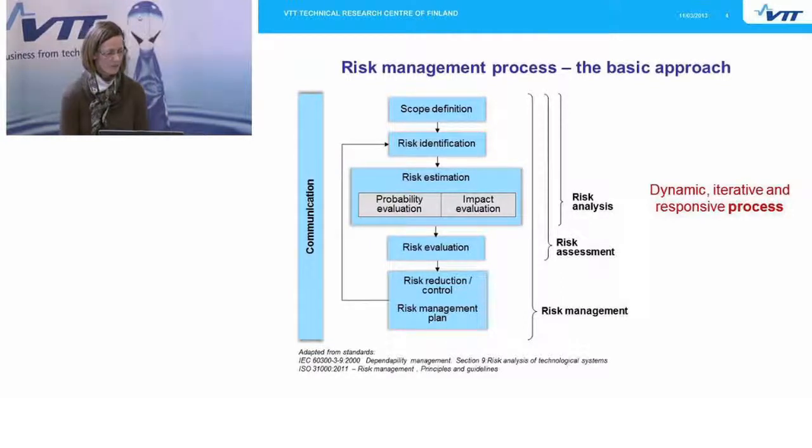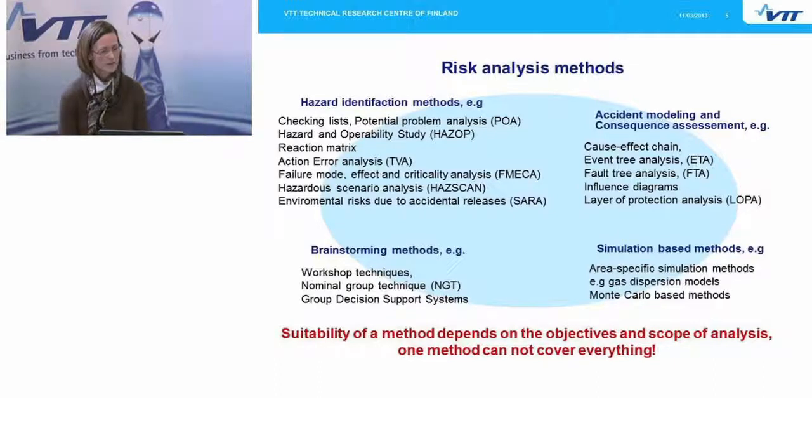And finally, the risk management process also includes the risk reduction control methods. We make a risk management plan. How do we control those risks that we have identified? Communication is a really important part of this process. It means sharing the risk information with the stakeholders involved with the management process. This is also a dynamic, iterative and responsive process, meaning that we have to update the risk management plan all the time. We should sense and respond to changes. So if, for example, a process change will be implemented, we have to update the risk management plan and see what the new risks are.